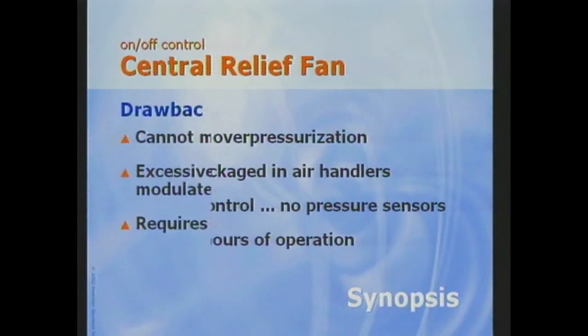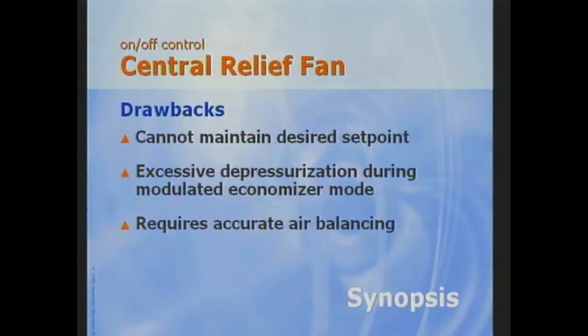However, the building will experience some fluctuations in pressure and may become negative during the modulated economizer mode. So proper air balancing is critical to ensure that the building does not become too positive or too negative. Next, Dennis is going to introduce another way to control this central relief fan.